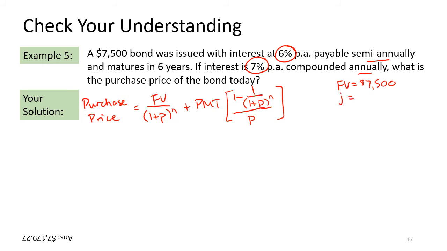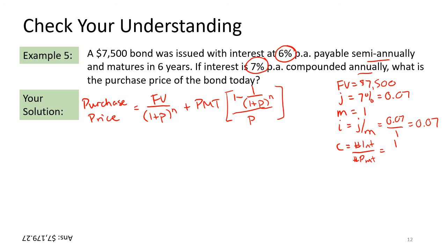Our nominal rate of interest J is 7%, which equals 0.07. Our number of interest compounding periods in this case is just 1. So our periodic interest rate I is J divided by M, or 0.07 divided by 1, which gives us 0.07. Our ratio C is the number of interest compounding periods divided by the number of interest payment periods. In this case, interest is compounded annually and payments are semi-annually. So it's 1 divided by 2, which gives you 0.5.